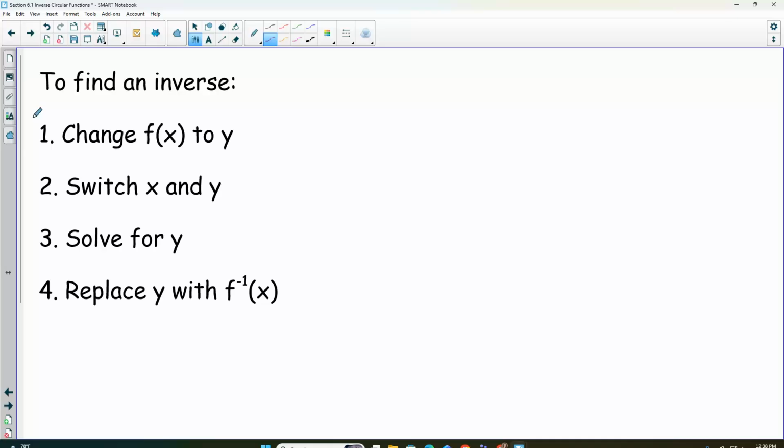With our trig functions, we aren't going to have to go through this whole process of finding inverses. We really just need to define what they mean. So like we already said, our trig functions themselves are not one-to-one. But if I limit it, if I take a portion of the function, it would be one-to-one.